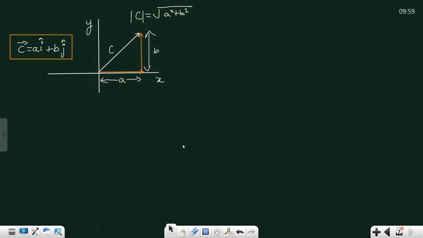For example, if you move a magnitude in x direction, what will be the C vector? The C vector will be: you have moved a magnitude in plus i direction. Clear? And you have moved b magnitude in y direction, so that will be your bj. B is your magnitude and j is your direction. So this is your vector, this is your vector part.